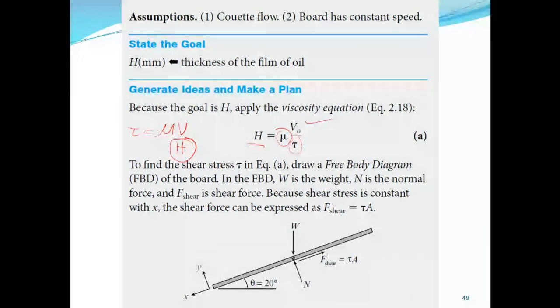The relative movement of the board over the liquid. So we draw the free body diagram of the board. Weight will be acting vertically downward. Then we have the normal reaction N because of the inclined plane. And then we have the shear force acting in the opposite direction. The shear force is given by the shear stress times the area, and we know the area of the board is 1 meter by 1 meter. So first we can find the shear force, and then we can get the shear stress.